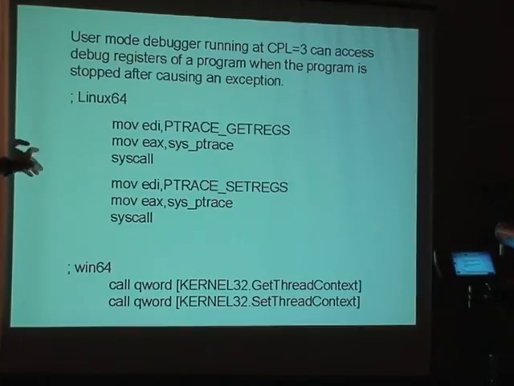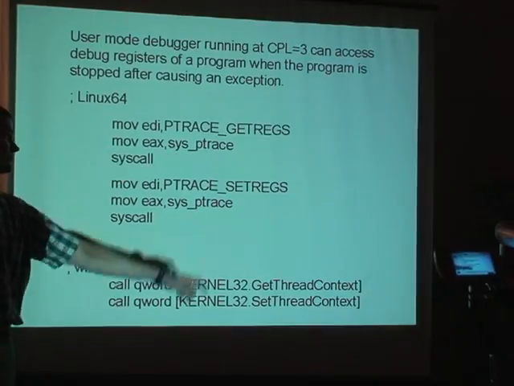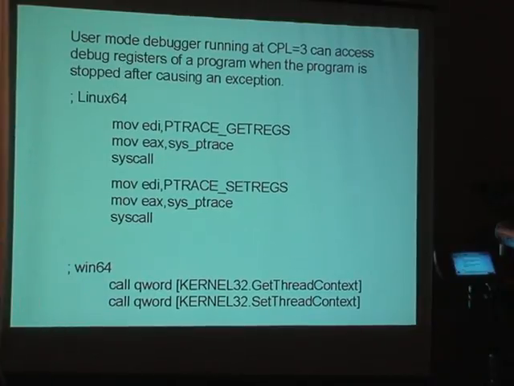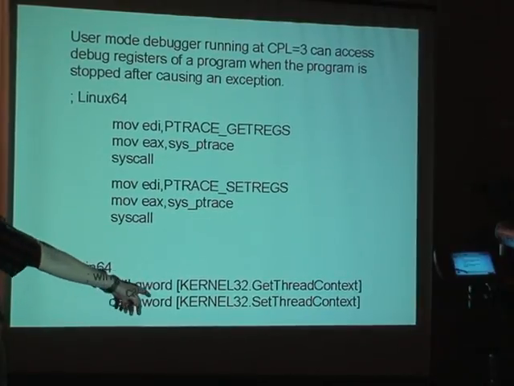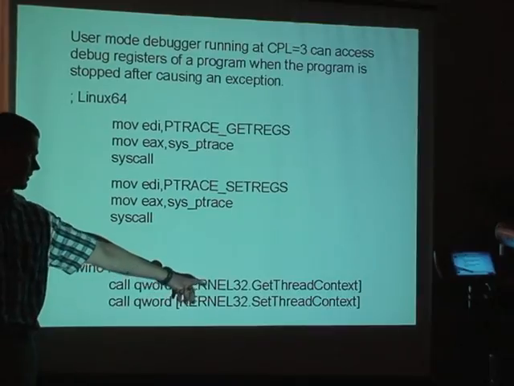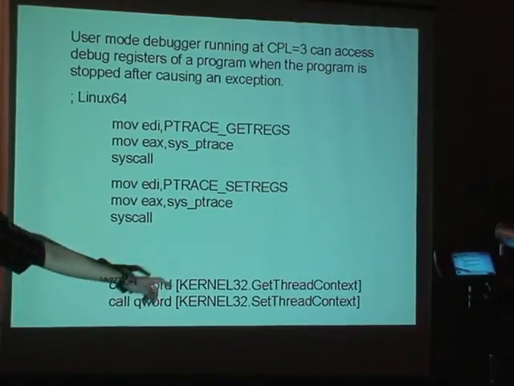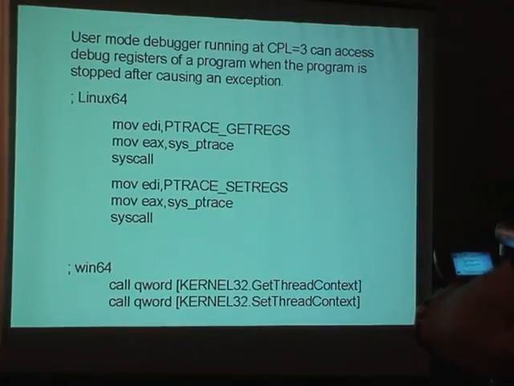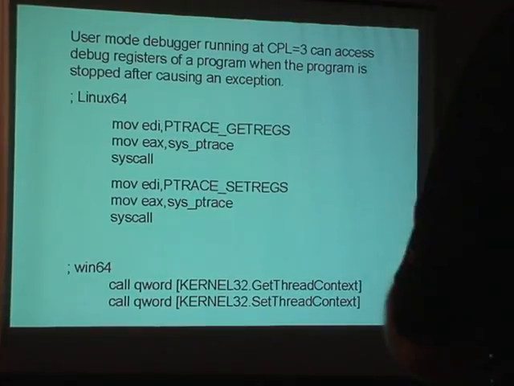In Linux, it is sys ptrace with ptrace get registers and then set registers. In Windows, it is kernel32 GetThreadContext and SetThreadContext. In this way, we can make changes in registers of a program.